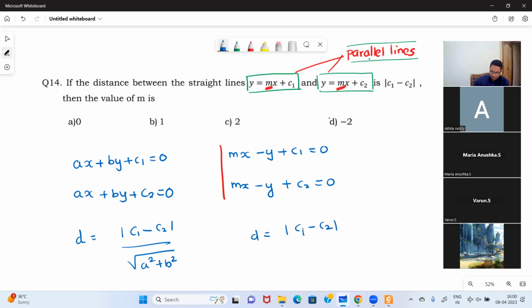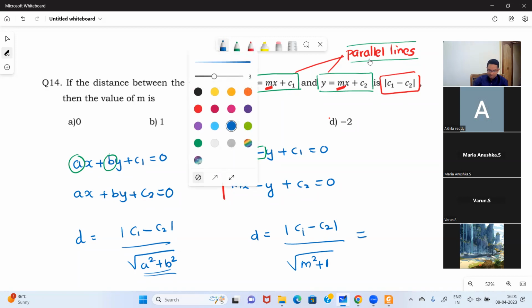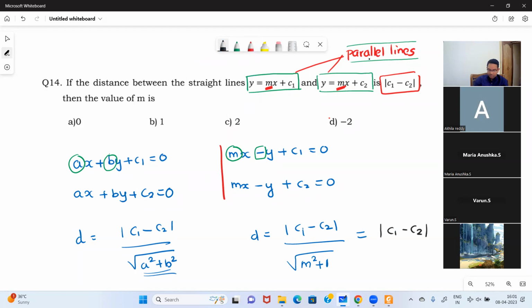|c1 - c2| divided by the root of, what is a in this question? m. Compare. What is b? -1, correct? So what would be your a² + b²? m² + 1² or m² + 1. This will be the distance. But in this question, the distance has been given as |c1 - c2|. So can I cancel these two? Yes. So what will I get? The square root of m² + 1 is equal to 1.